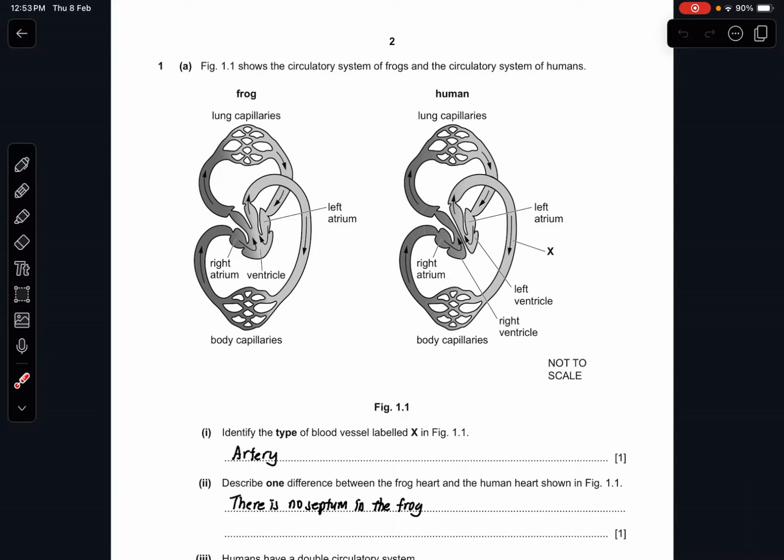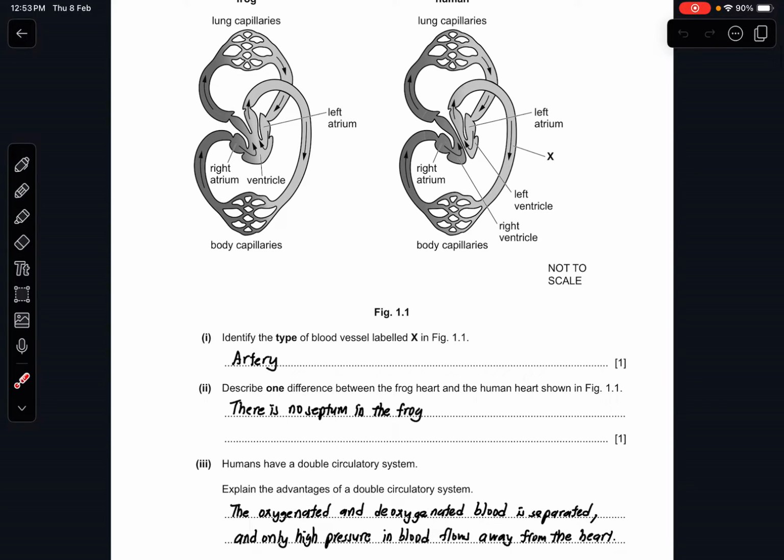Alright, question number 1A is biology. Figure 1.1 shows the circulatory system of frogs and the circulatory system of humans. So they give you two kinds of systems there, and part 1 says to identify the type of blood vessel labeled X in figure 1.1, which is this. If you can see, it's coming from the left atrium by the left ventricle, so this is usually the artery. Okay, so the first one is artery.